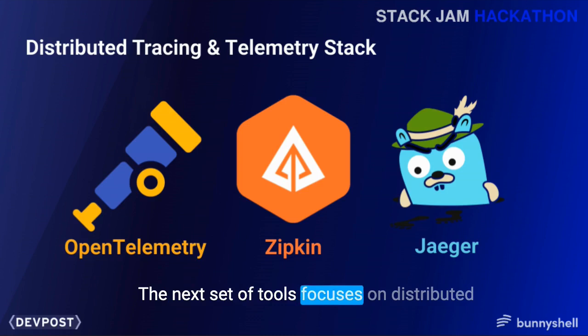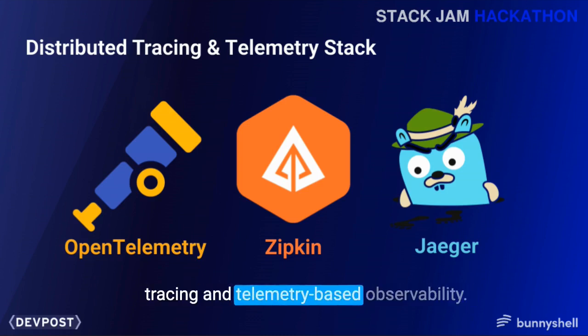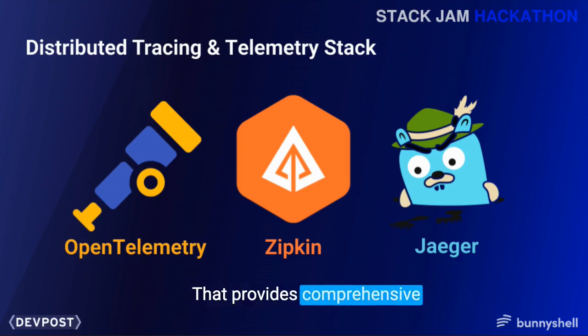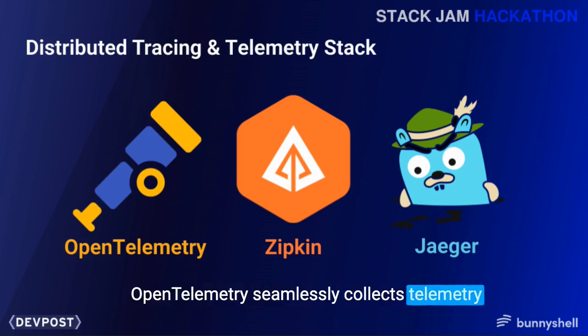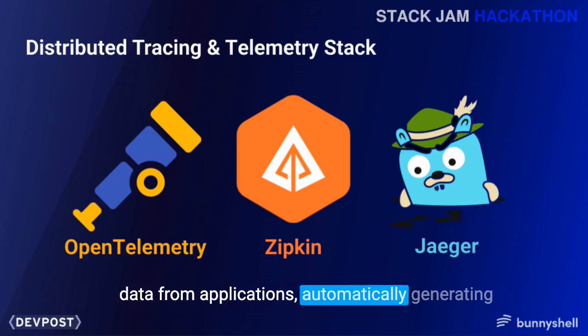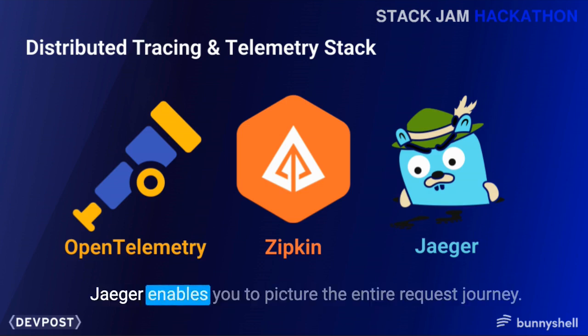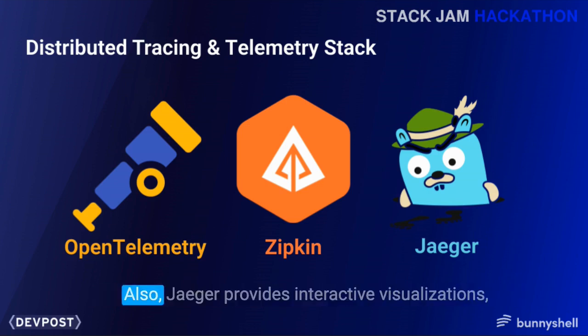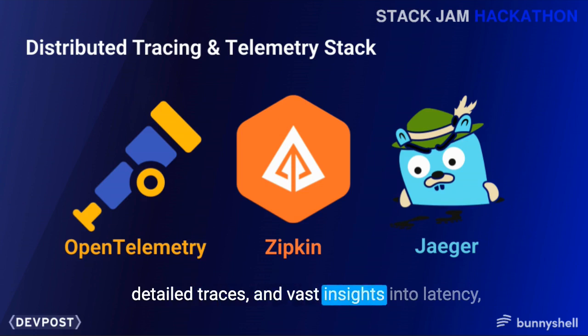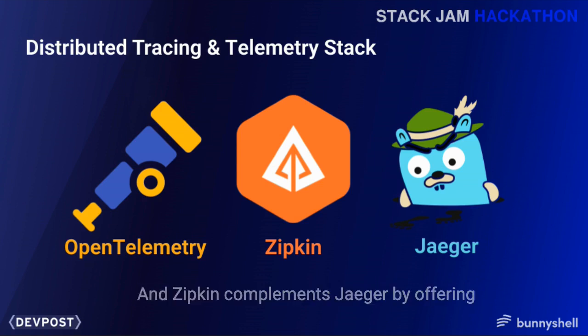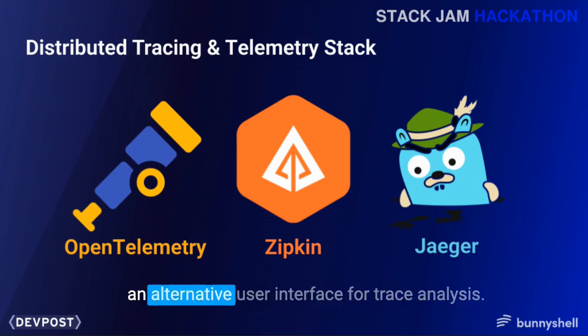The next set of tools focuses on distributed tracing and telemetry-based observability that provides comprehensive insights into application behavior. OpenTelemetry seamlessly collects telemetry data from applications, automatically generating spans and sending them to Jaeger and Zipkin. Jaeger enables you to picture the entire request journey. Also, Jaeger provides interactive visualizations, detailed traces, and vast insights into latency, dependencies, and performance bottlenecks. And Zipkin complements Jaeger by offering an alternative user interface for trace analysis.